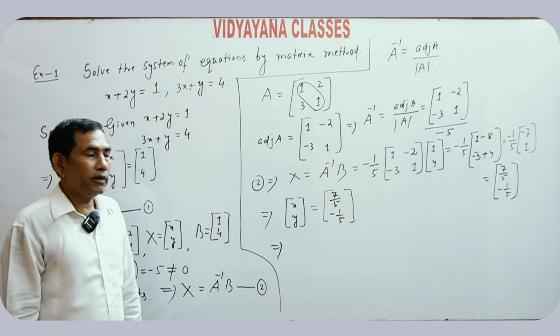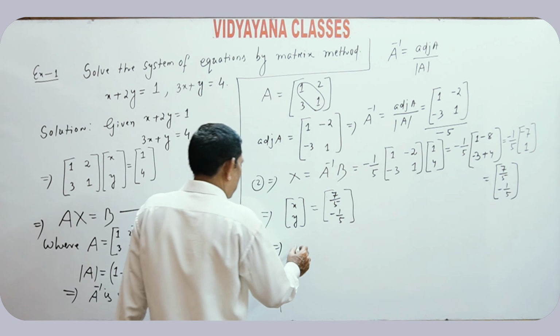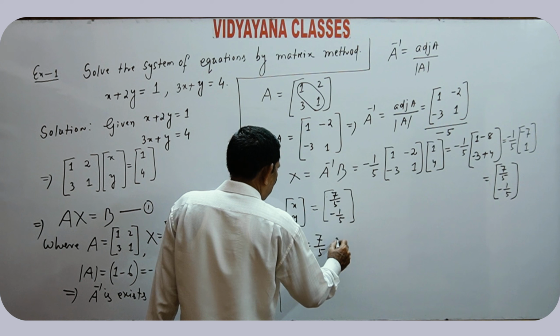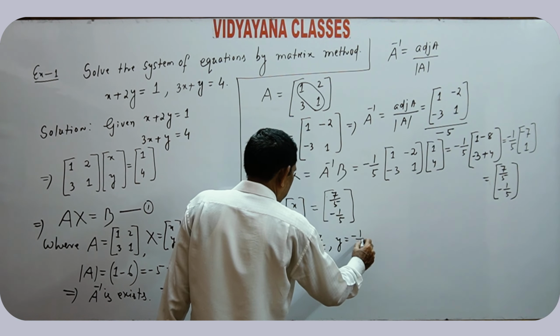Which implies two matrices are equal if the corresponding elements are equal. x is equal to 7 by 5 and y is equal to minus 1 by 5.